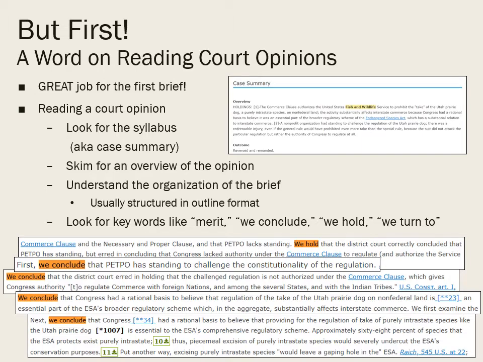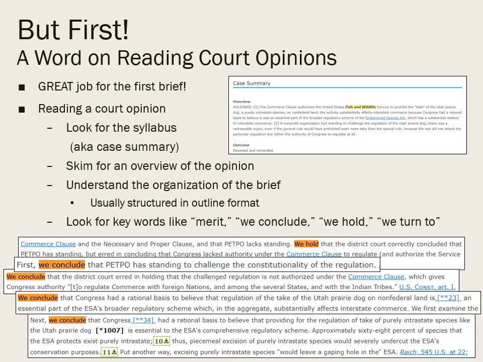Okay, third, skim the case, and I really do mean skim. Literally glance through the pages to get a sense for how the court organized its opinion. So typically these will be organized in somewhat of an outline format. So for the PETPO case, you'll see that the court organized its decision using Roman numeral 1, 1A, 1B, Roman numeral 2, Roman numeral 3, etc.